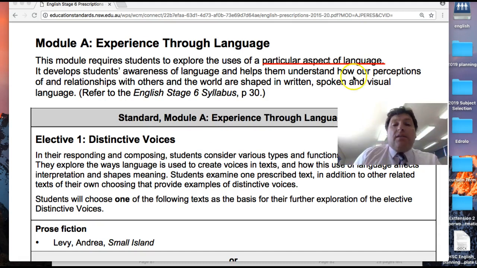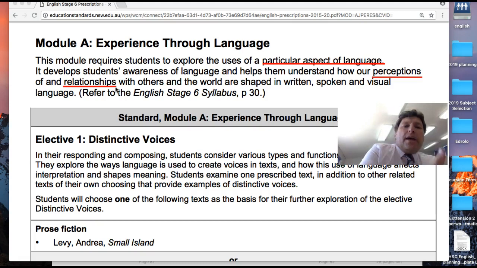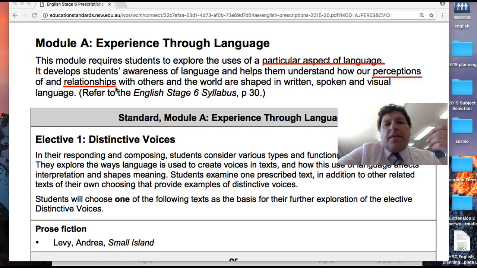You develop an awareness of language and help understand how perceptions of and relationships with others and the world are shaped in the language, okay? So here you have perception, and here you have relationships. Knowing full well, therefore, that your Module A question is likely going to focus in on asking you to analyse those ideas in your play, Summer of the 17th Doll. Perceptions of others and the world, relationships within that particular work. And so that's really important.